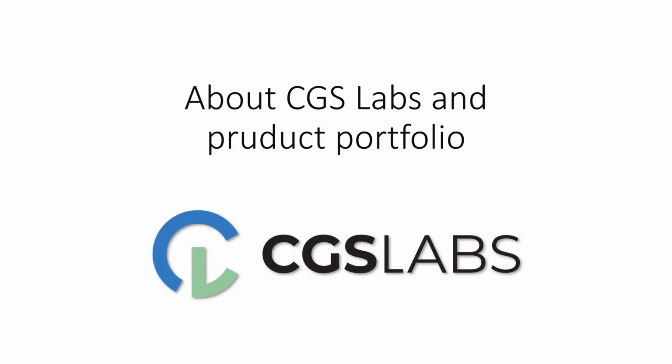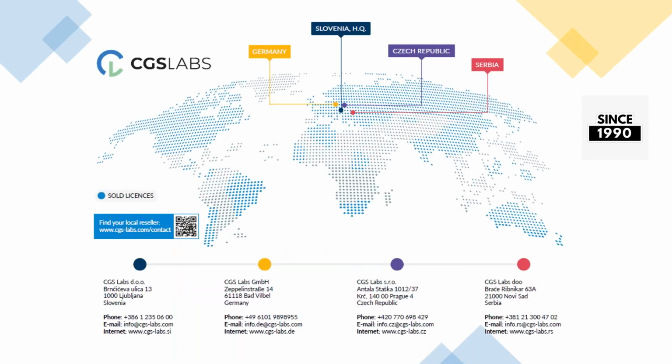There are many of you who don't know us yet, so let me first shortly present our company and our products. CGS Labs is a software company that is from its very beginnings engaged in the digitalization of the built and natural environment. We now have more than 30 years of experience in this field, and we are active globally as an international software company. We have our own offices in Germany, Czech Republic, Serbia, and of course head office in Slovenia. But we also have a worldwide network of partners.